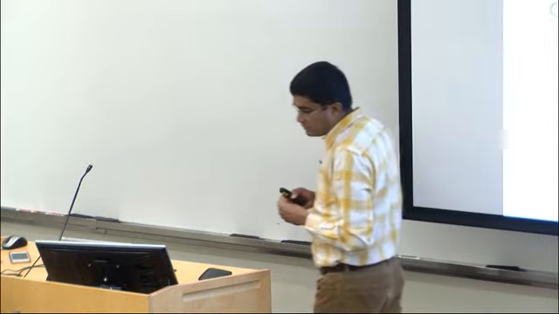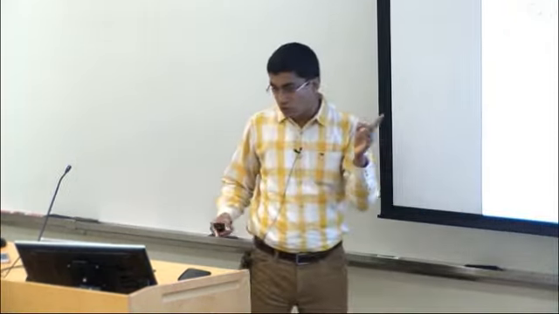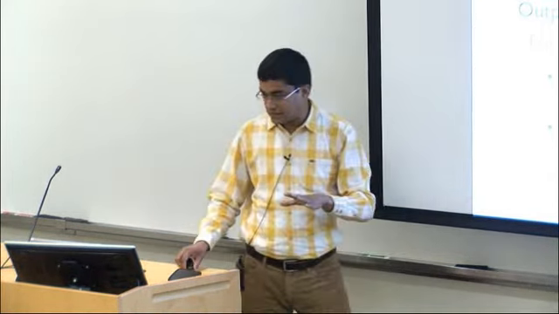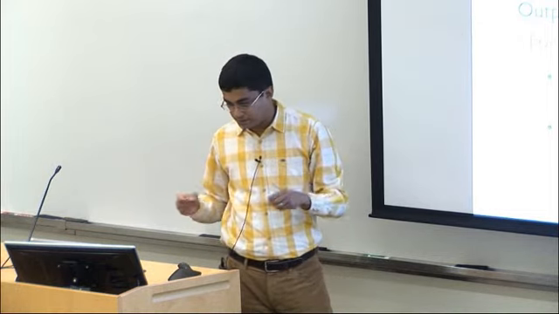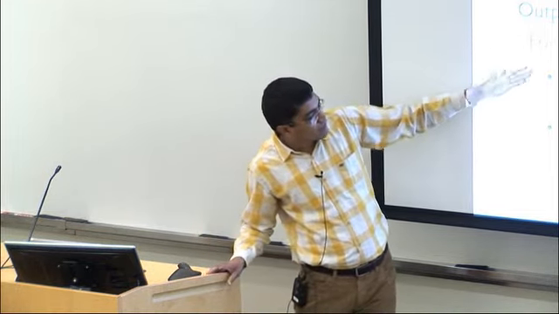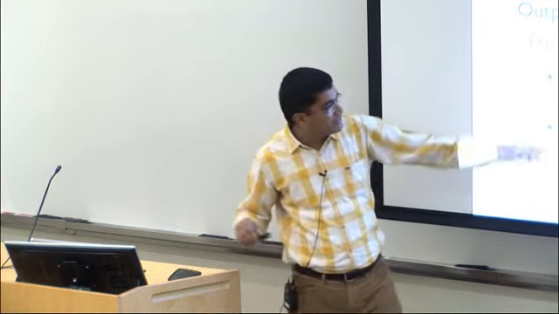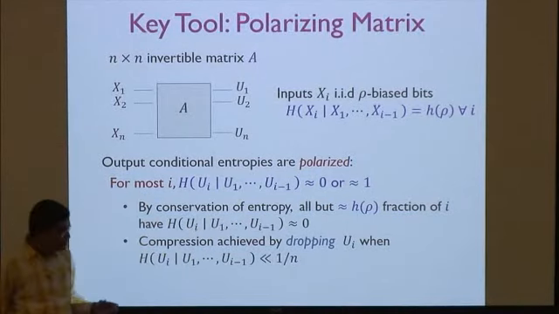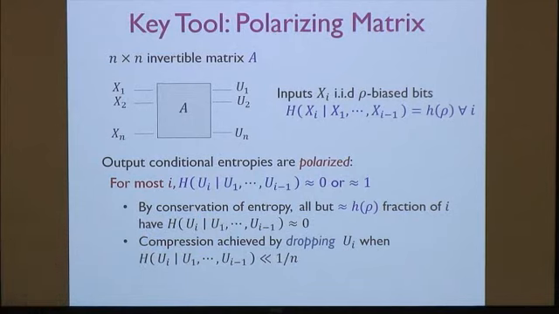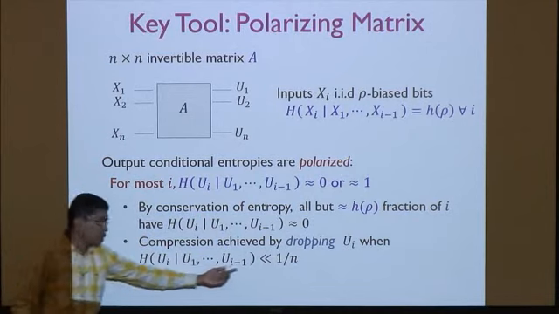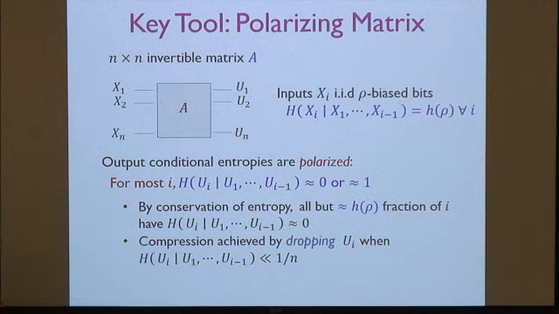On the other hand, the polarizing matrix should have the following property: at the output, the conditional entropies should all be polarized. Namely, for most of the indices, on average, the entropy of the ith output bit given the previous bits should be either 0 or close to 1. So it basically takes entropies which are very smeared and polarizes them. By conservation of entropy, the fraction of indices which have any reasonable entropy will be close to h of rho, and the idea for compression is a natural one. If for a particular index the entropy is very, very small, then you don't send it, you just drop that bit.